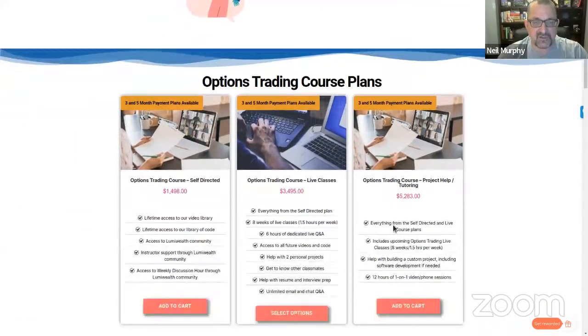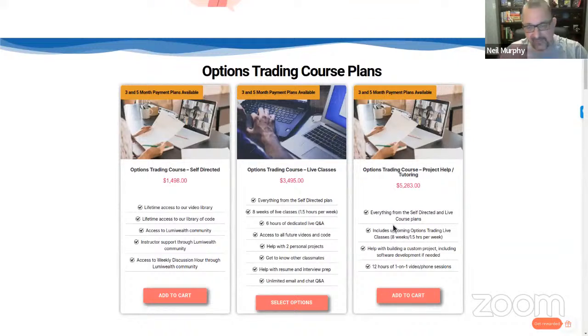So the options trading course plans come in obviously have 3 different pricing models for the increased service that you get for each of them. So the options trading course, the self-directed, you get lifetime access to the video library, lifetime access to the library of the code, access to the Lumiwealth community. You get the instructor support through the Lumiwealth community, and access to weekly discussion hour through the Lumiwealth community. And that's at $1,498.